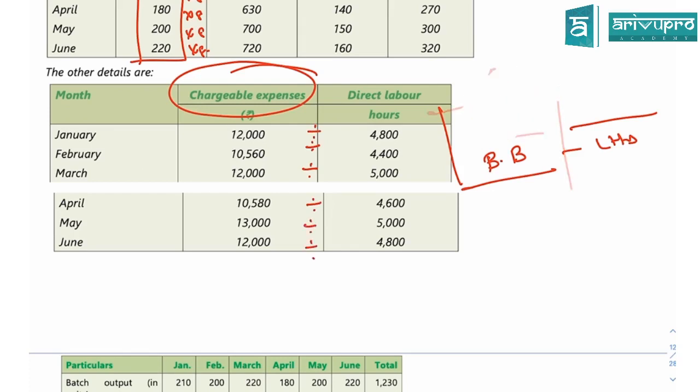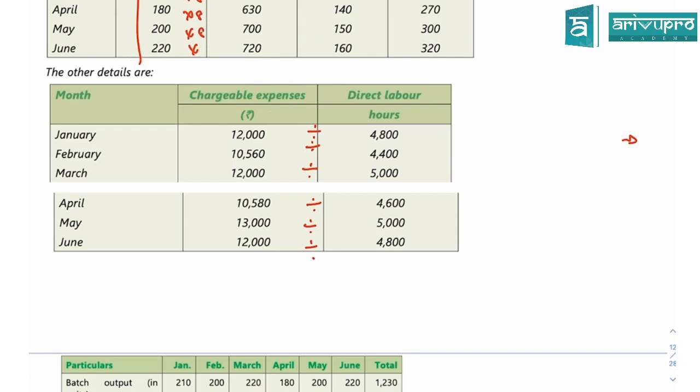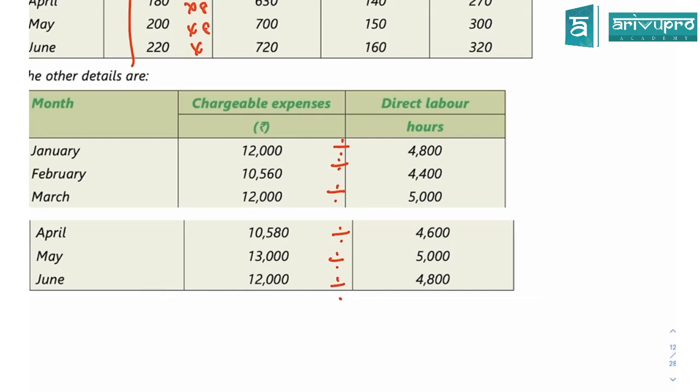How much do you get for the first one? What is your labor overhead absorption per hour? For the first one, Pratham, 2.5. Second one, third one, fourth one, fifth one, sixth one.